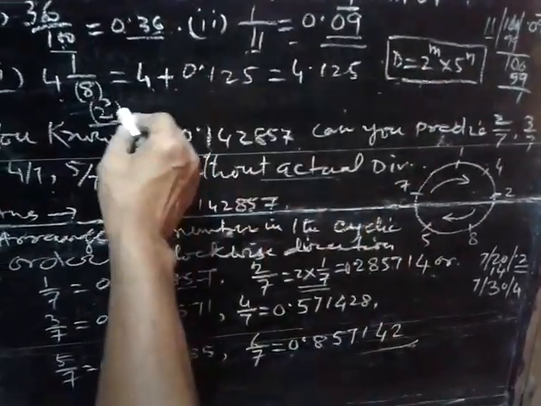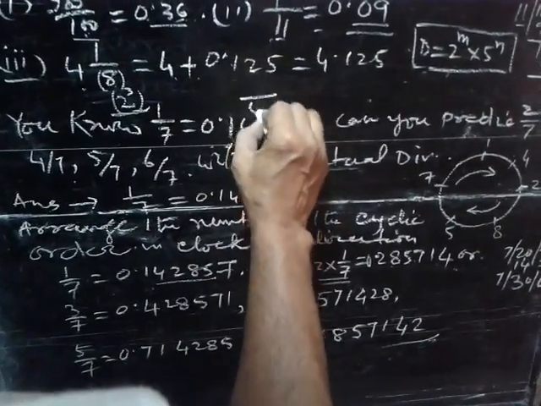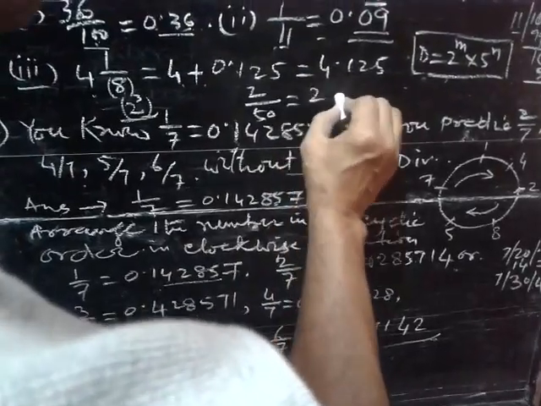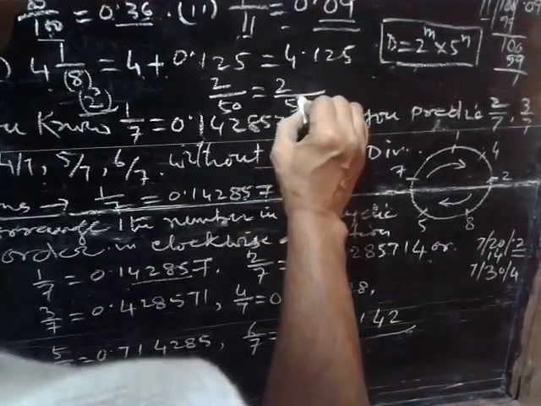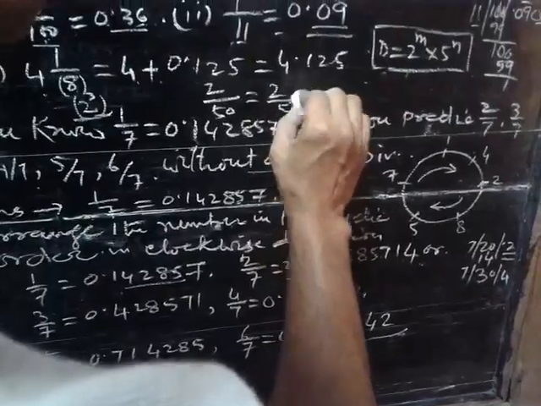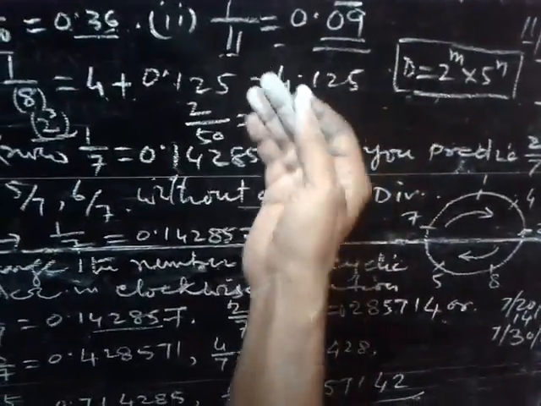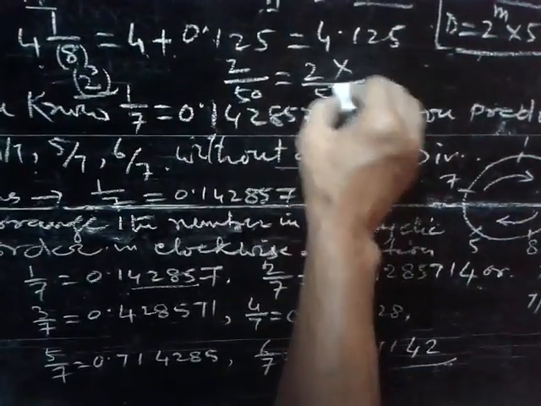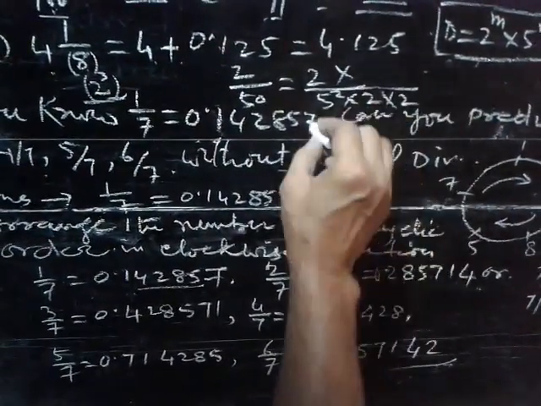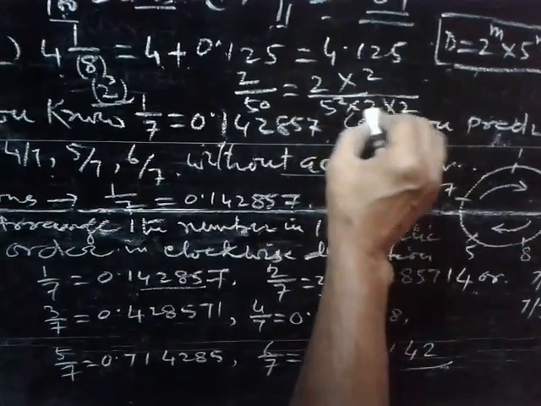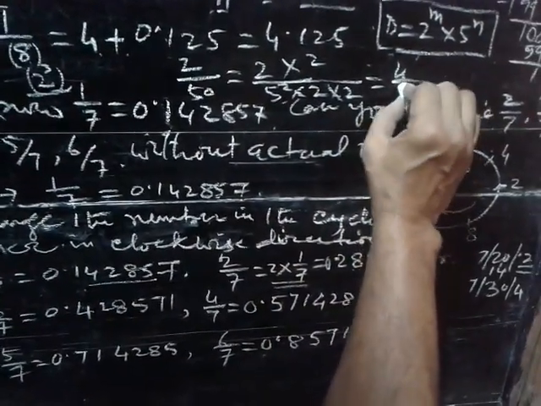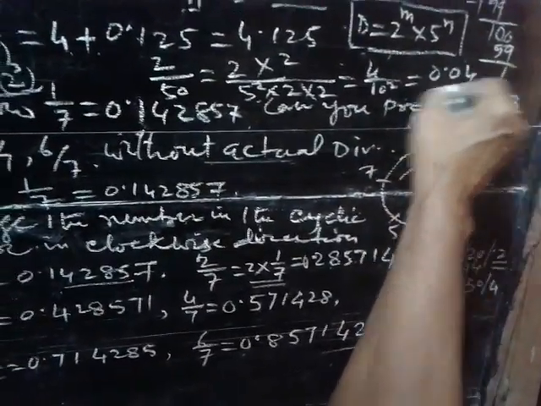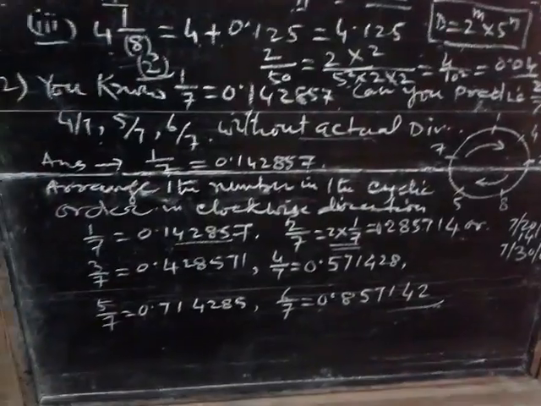Suppose I am giving you 50 as the denominator. 50 is 5 square into 2, so the maximum power is 2. After 2 digits it will come to the decimal. Then you can also do it like this: multiply 2 into 2 over here, so it becomes 4 by 10 square, 10 square means 100, that is 0.04. You can calculate in this way.